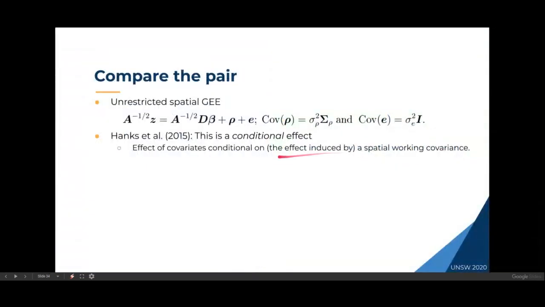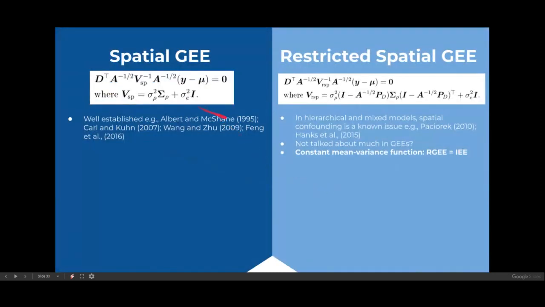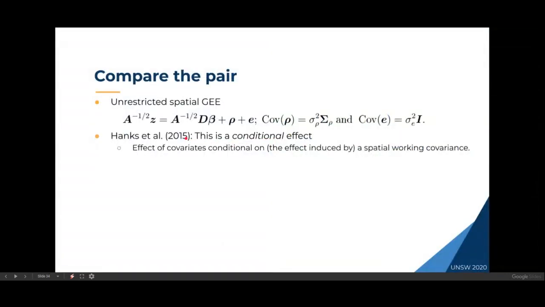Okay. So I guess the big question at this point is what's actually going on, in the sense that we've got two choices of the working covariance, one estimating beta and one estimating alpha. What we have to do is compare the pair and try to understand how to interpret those two effects. If I start off with the unrestricted spatial GEE, this is the working linear model that we have: A^(-1/2) Z = A^(-1/2) D beta + error.